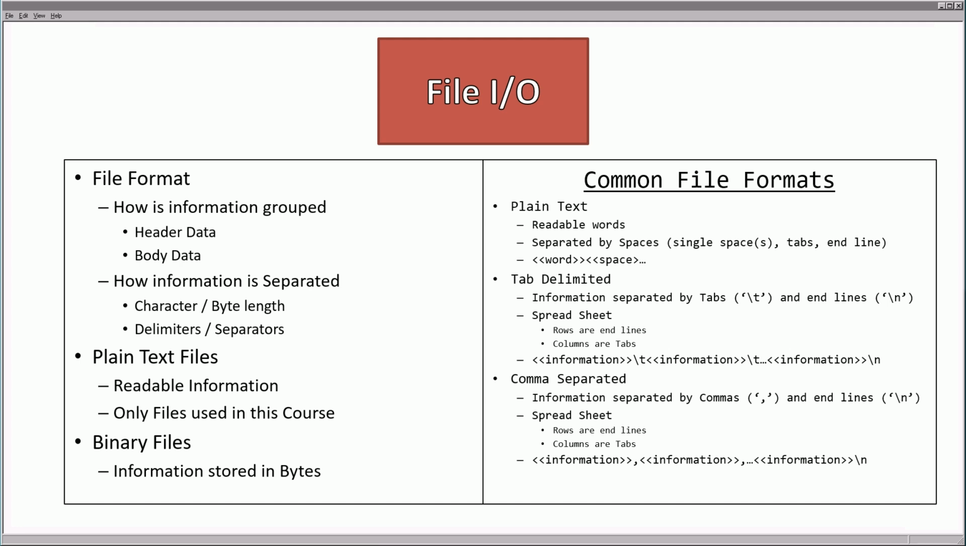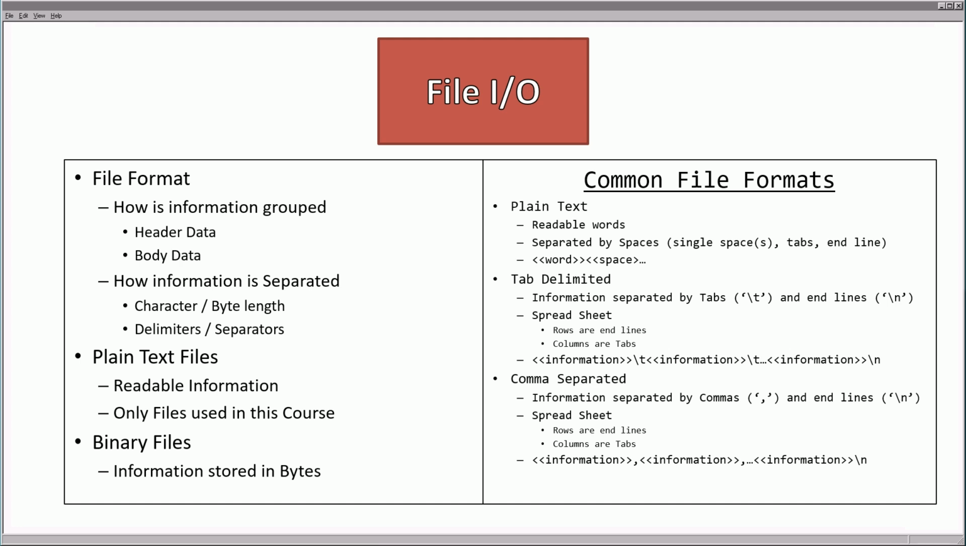If we have an image file, some of the header data might be the image's dimensions. So what is the length and the width of this image? The body information would be the color data. So given this dimension, at this position, at this pixel, what should this color be? You would need to have both in order for this to be displayed correctly.